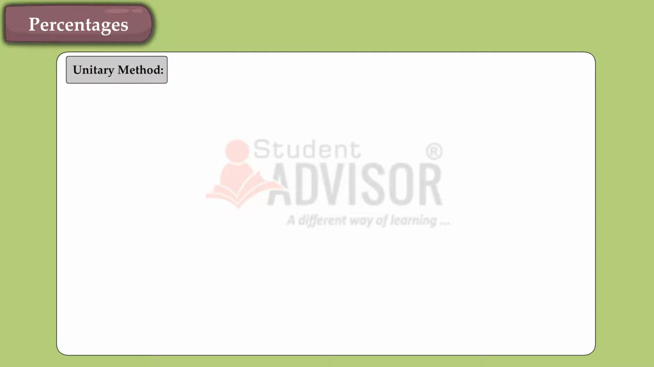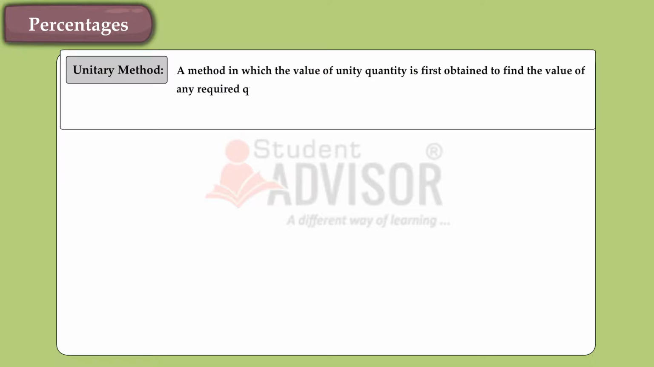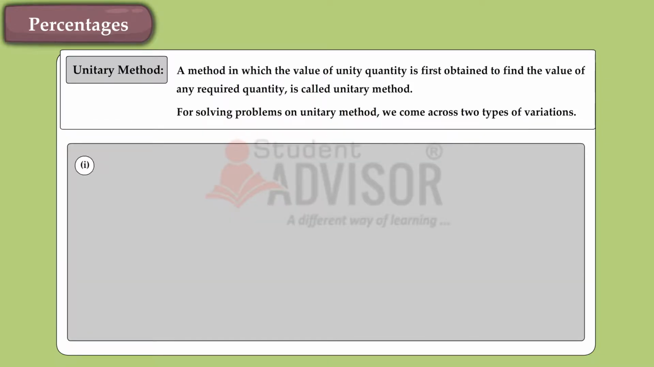Unitary method. A method in which the value of unity quantity is first obtained to find the value of any required quantity is called unitary method. For solving problems on unitary method, we come across two types of variations. Direct variation or direct proportion.